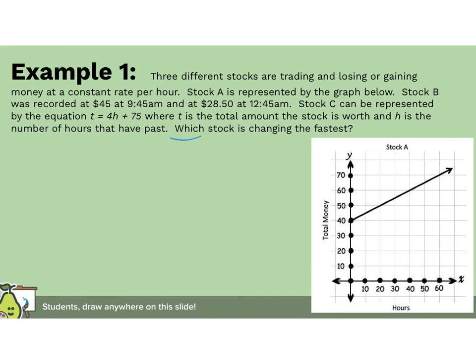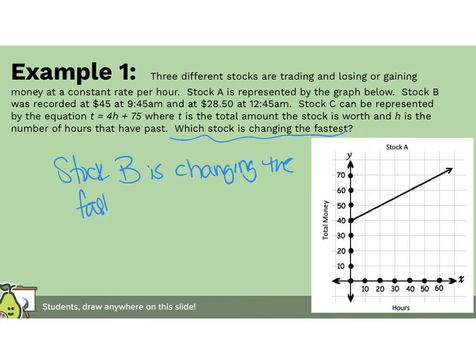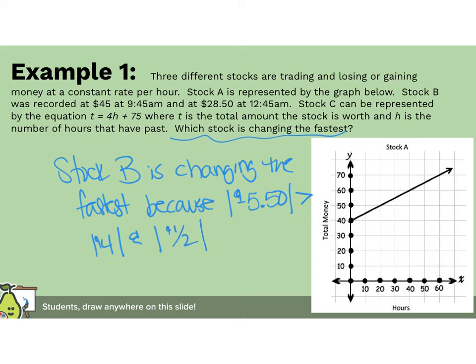So which stock is changing the fastest? Stock B is changing the fastest because, just like yesterday, the absolute value of negative $5.50 is greater than the absolute value of $4 and the absolute value of 1/2. Okay, so stock B is changing the fastest because it has the largest absolute value.